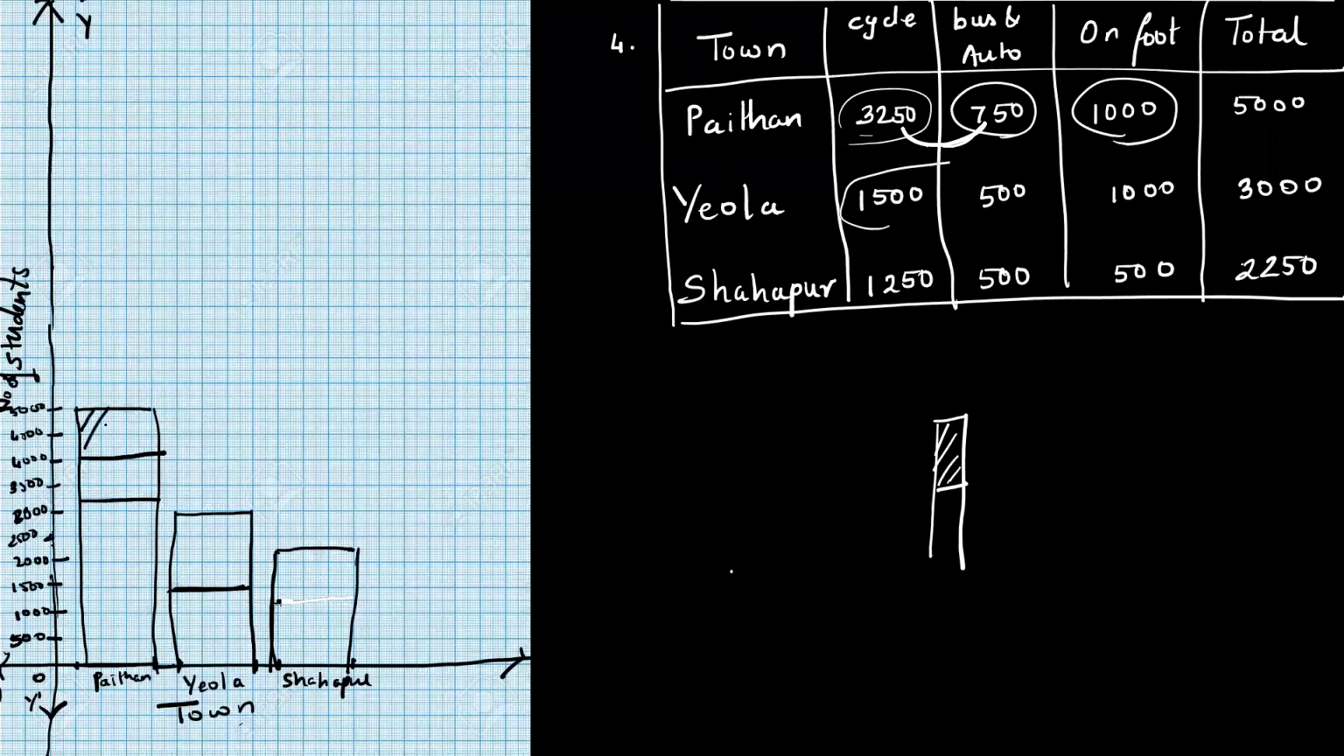I can shade it like this. So the top part is this 1,000 that is on foot. I can make dots here. The dotted square is the bus and auto, and cycle is the blank thing. Same way, can you suggest where I should make the line for bus and auto for this one?